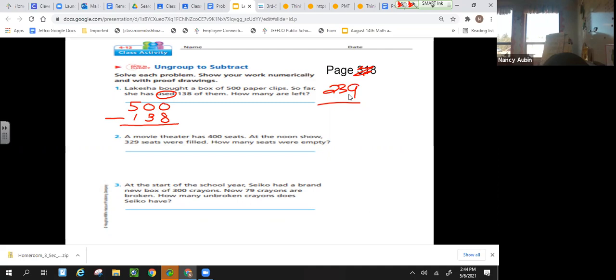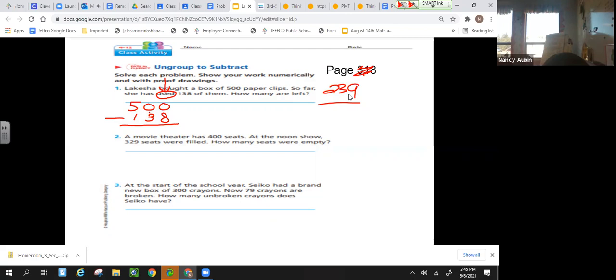Get your pencils now. And we're gonna do it the way we saw in the video, and then we're gonna do it in the box method and see which one you like better. We're gonna see which one's easier. 0 minus 8. If I have 0, I can't take 8 away. Can I borrow from a 0?